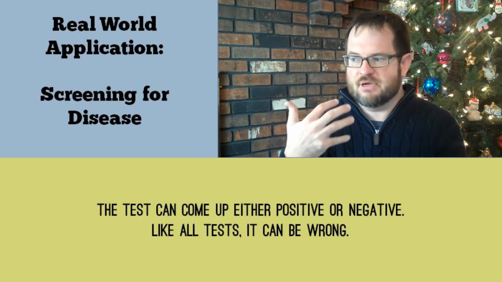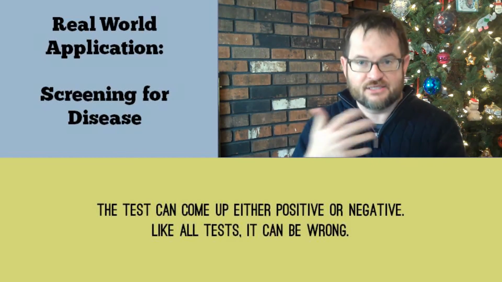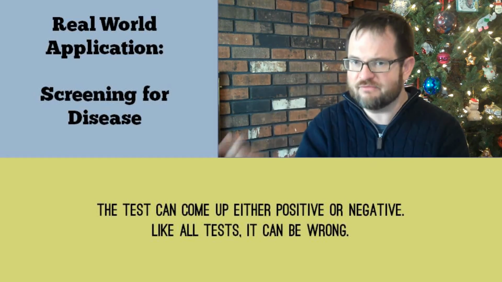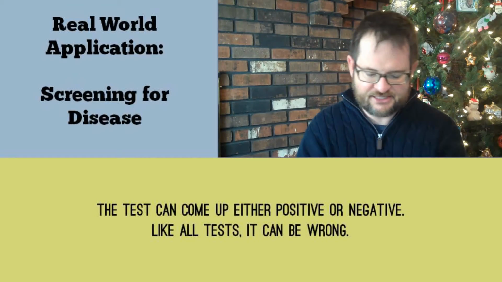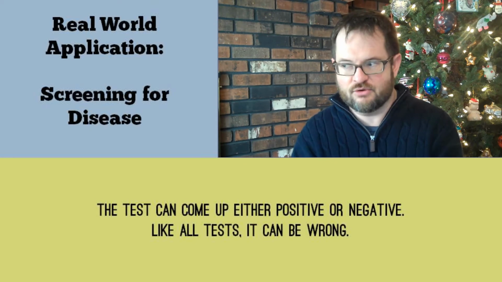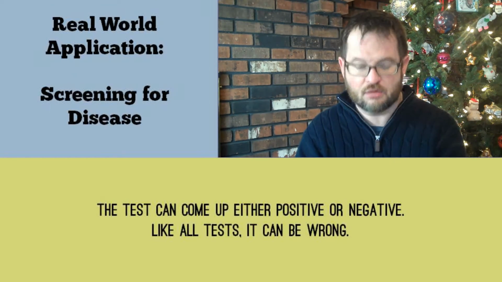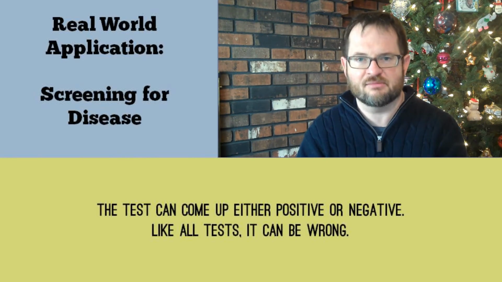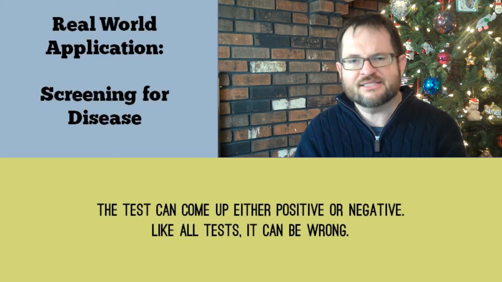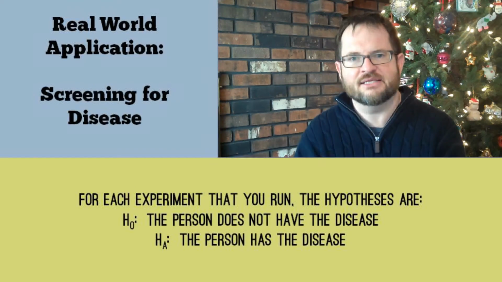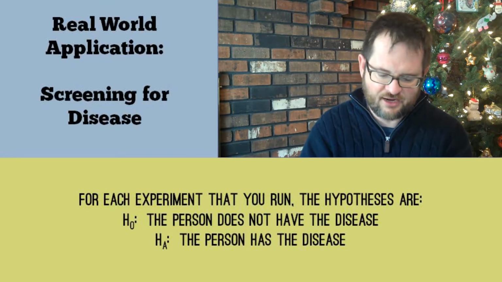And like medical tests, it can come up positive or negative. You either come up as you do have the disease or you come up as you don't have the disease. And like any kind of test or any kind of experiment, it can be wrong. Sometimes this experiment is going to come up with the wrong answer. Let's talk about how alpha and beta play into this and what decisions people have to make.